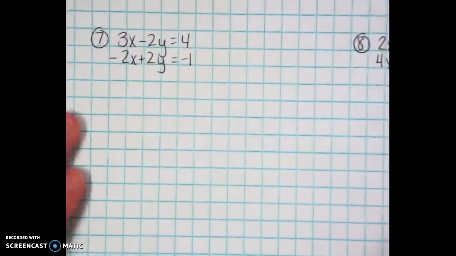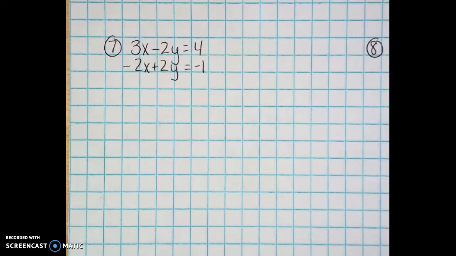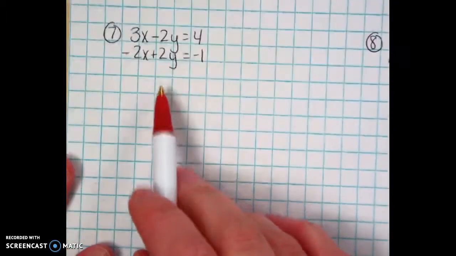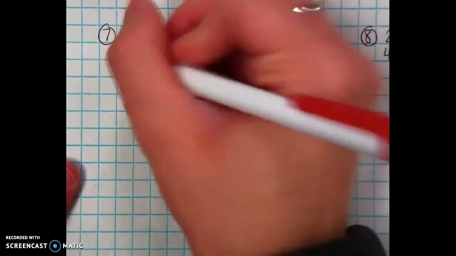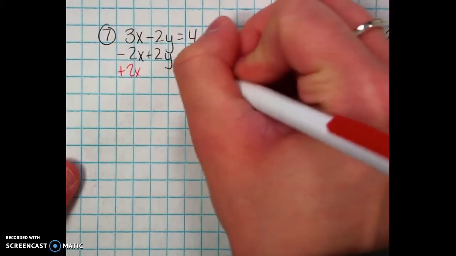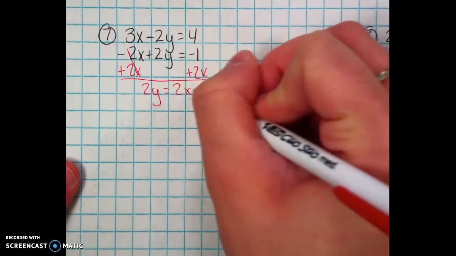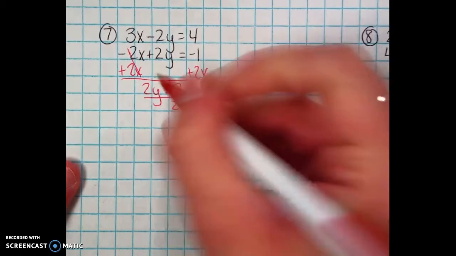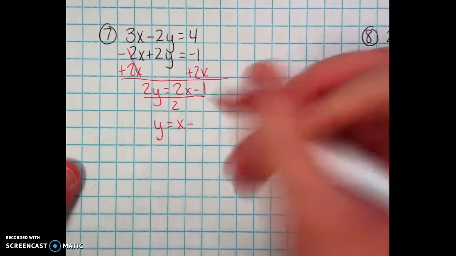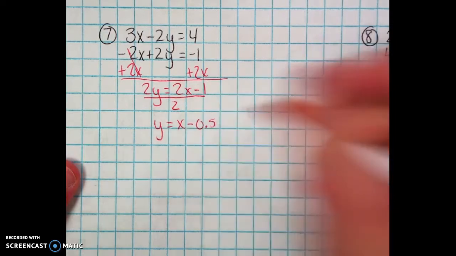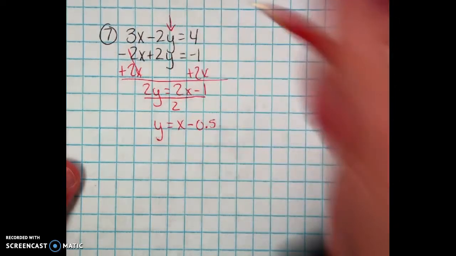Okay, let's look at number 7. For this one, you're going to have to get a variable by itself. I would not recommend doing so with the top equation. Okay, for this one, I am going to get the y by itself. So I get 2y equals 2x minus 1. Divide by 2, I get y equals x minus, I'm going to put it as 0.5. I'm going to plug that in for that y right there.